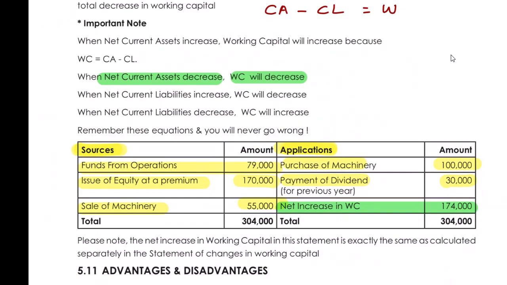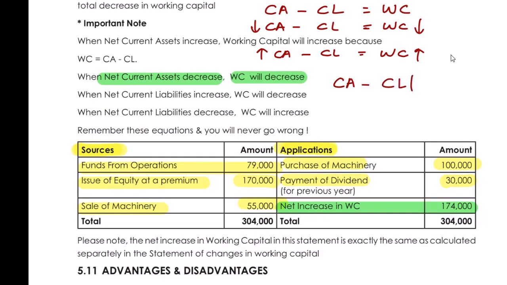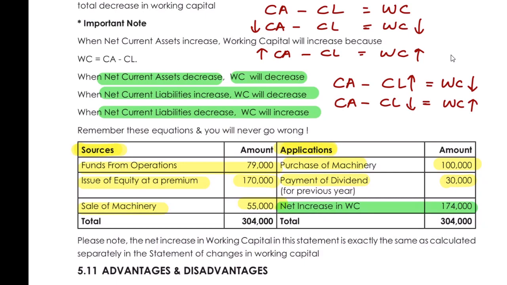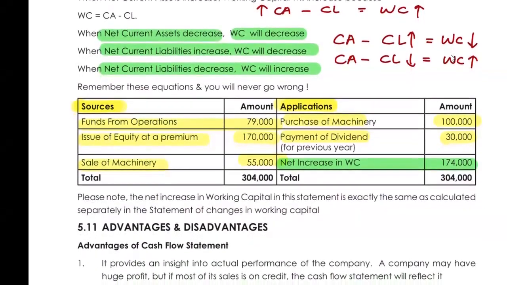This is your working capital. So if your current asset is reducing, then your working capital will also reduce. Simple logic. If your current asset is increasing and your current liability is the same, then your working capital will increase. In the same way, if the current asset is the same, but the current liability is increasing, then working capital will reduce because your amount is stuck in the current liabilities. And if your current liability is reducing, your working capital will increase. So that is the four logic which they have given over here. You can have a look, and your question will never go wrong.